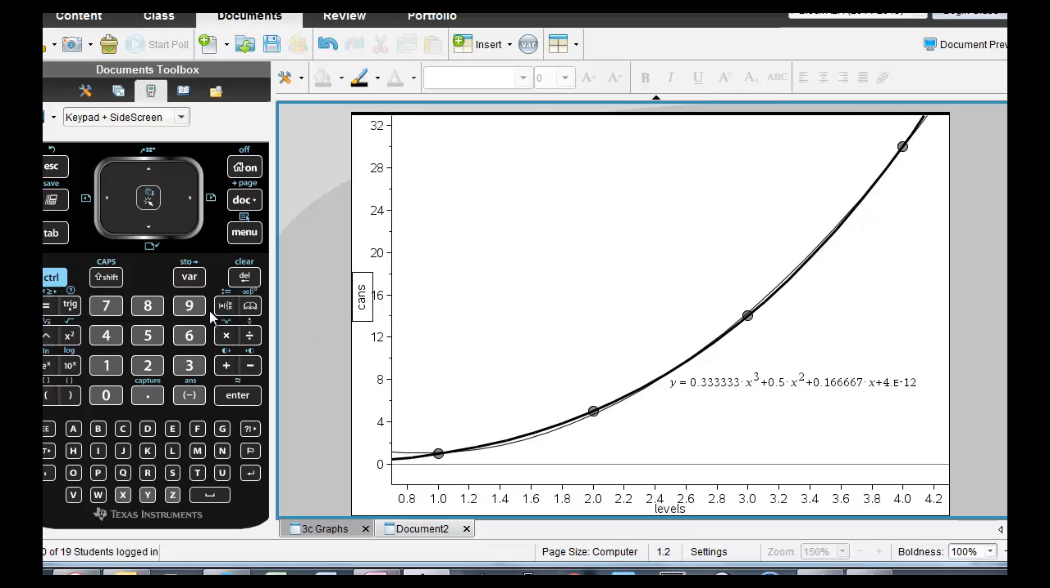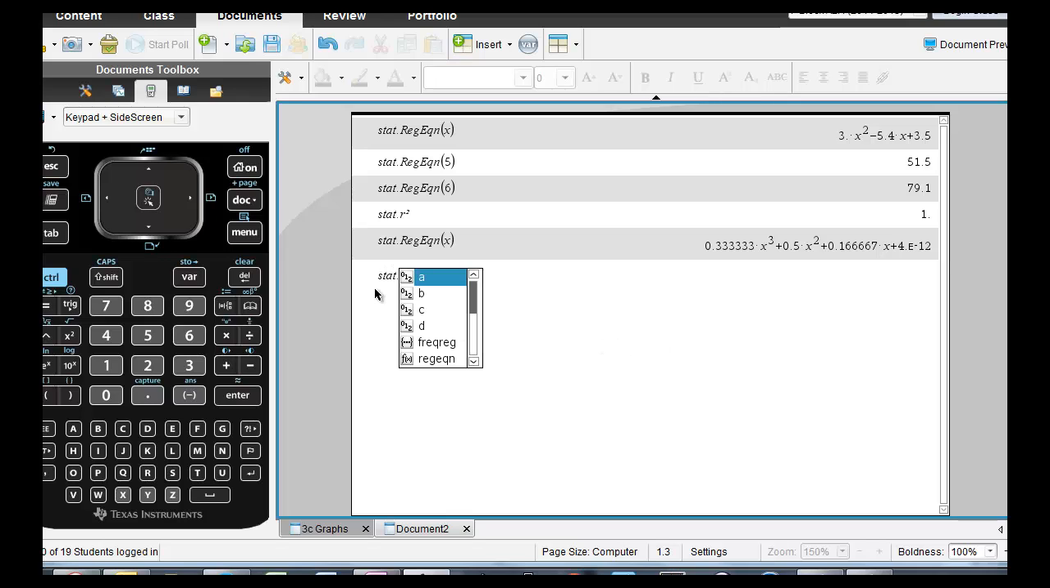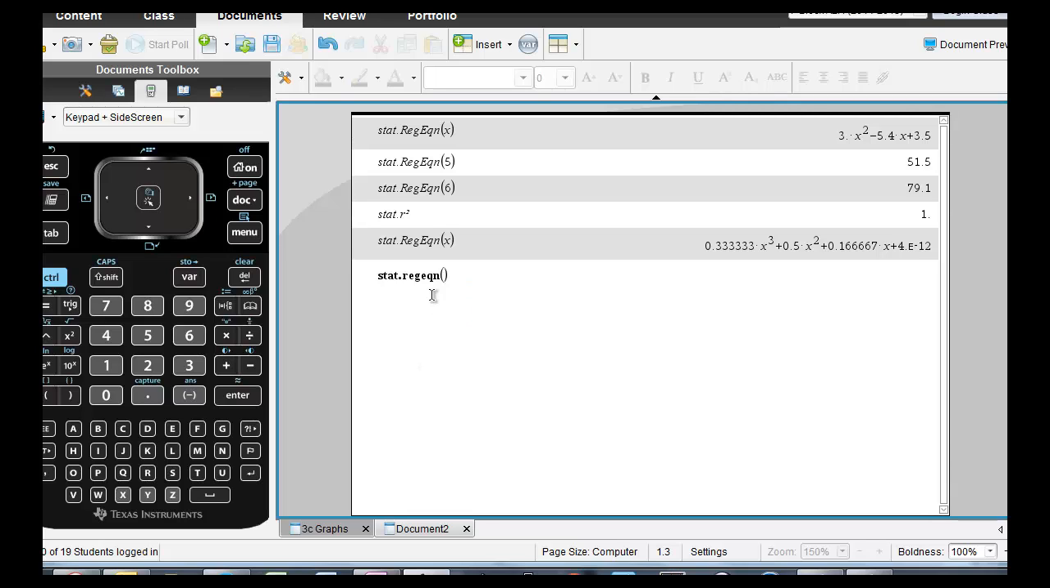I am going to go back to my calculator page and look at my r squared value. R squared value of 1. That's even better than 0.999. Let's see what this regression equation was. Stat.regression equation of x was this. Let's see what I get when I try and put in a 5.